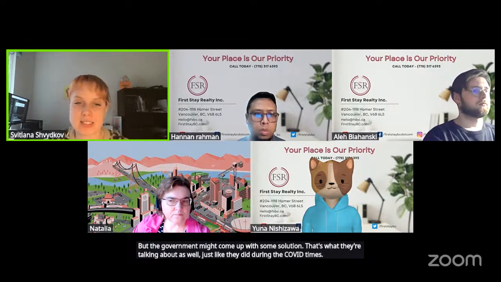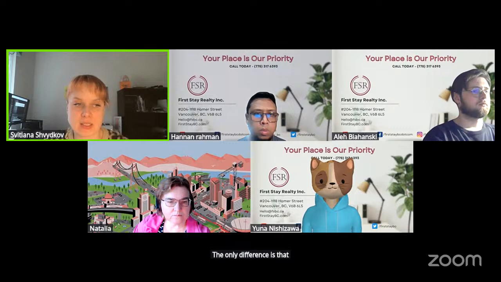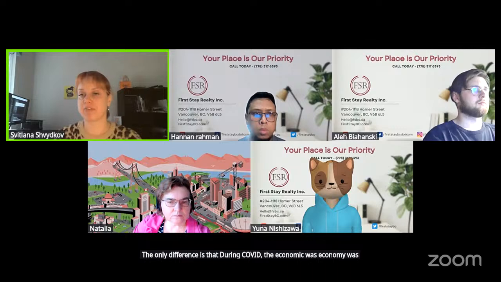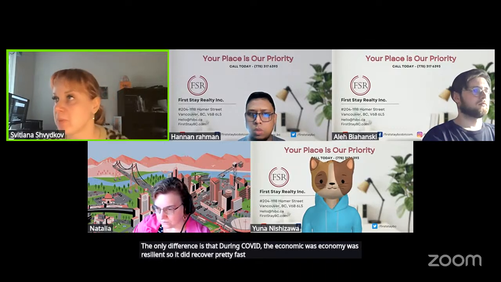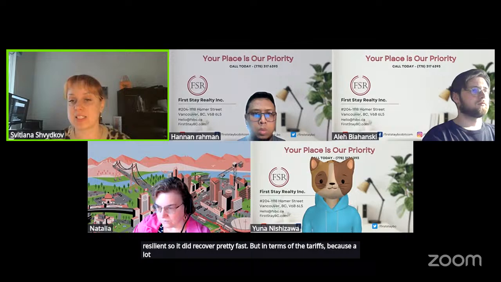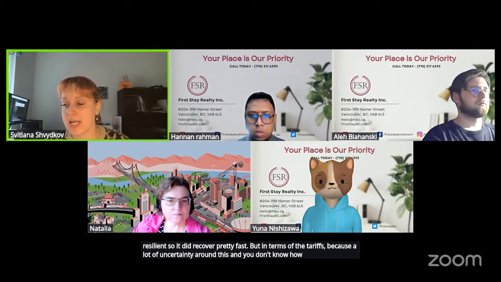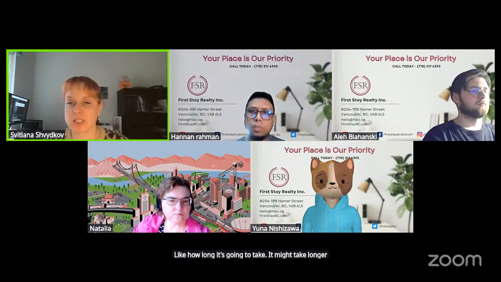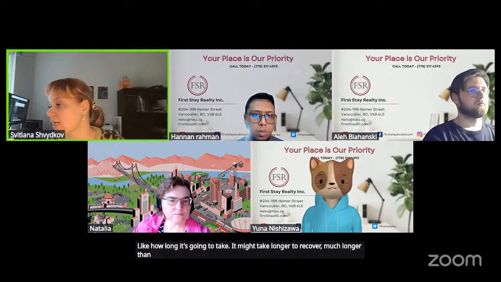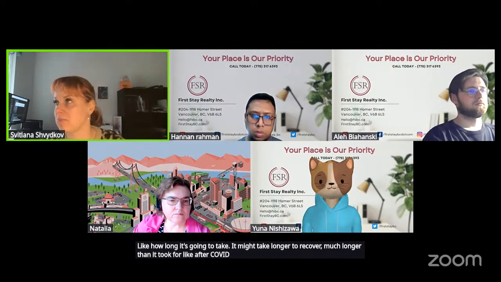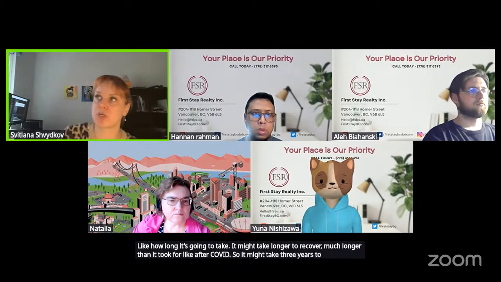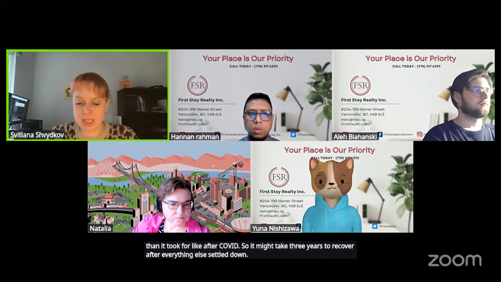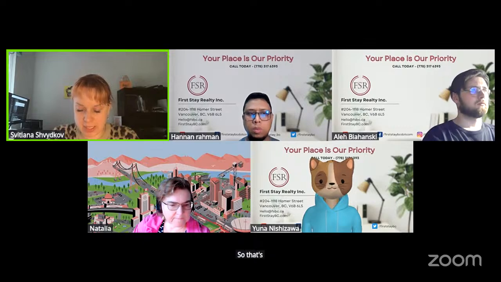The only difference is that during COVID, the economy was resilient, so it did recover pretty fast. But in terms of the tariffs, because there is a lot of uncertainty around this, and they don't know how long it's going to take, it might take much longer to recover than it did after COVID. So it might take 3 years to recover after everything else settled down. So that's where we are at right now.